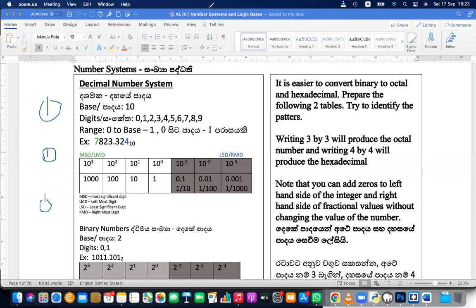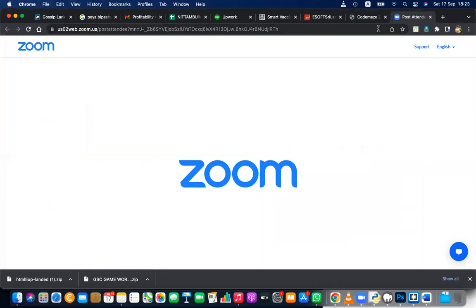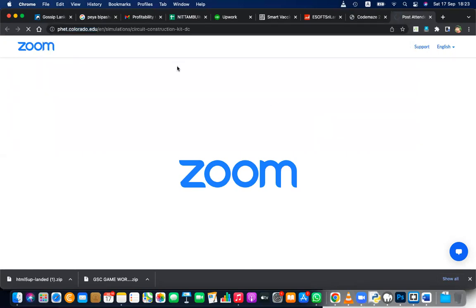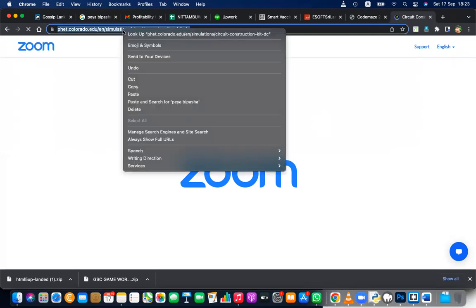Why? Let me explain that first before we begin. Computer uses this status to do anything. Not just the computer, actually any electronic device. So let me go to DC, basically the DC circuit construction kit. I'll send you the link. You can also try this. It's very easy.